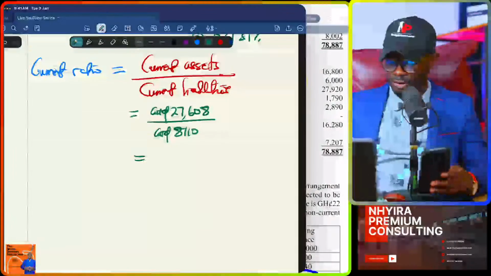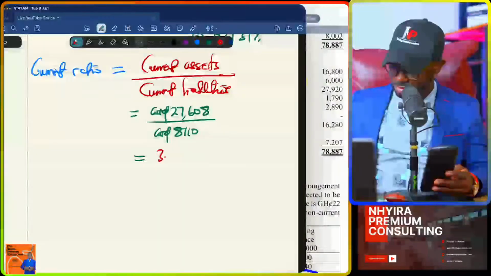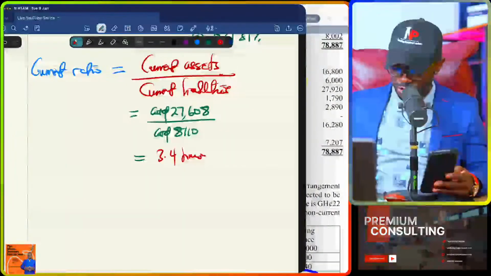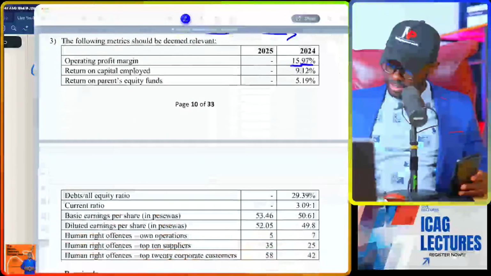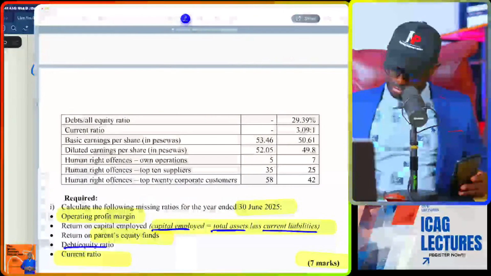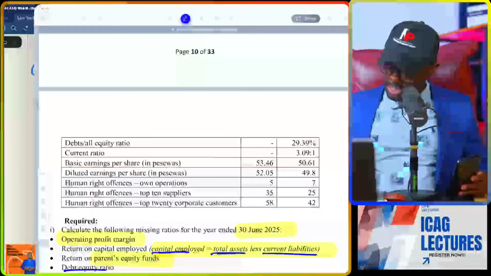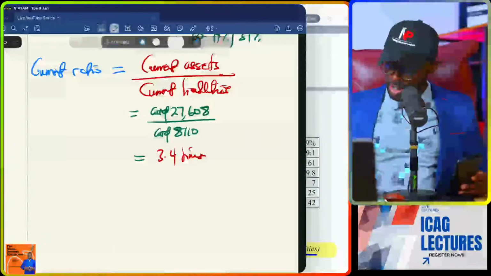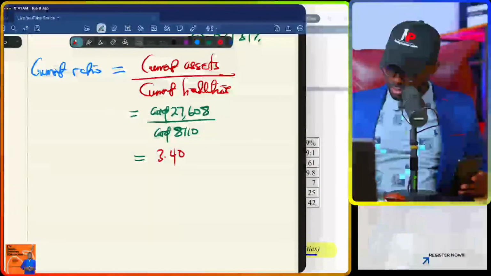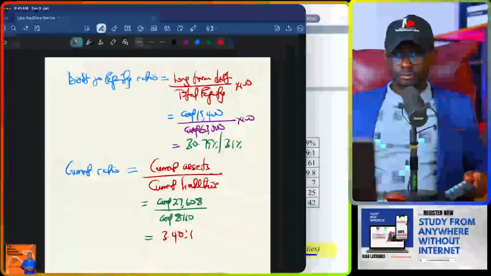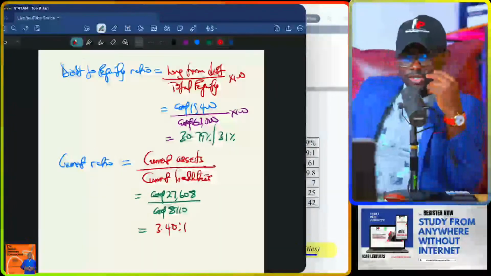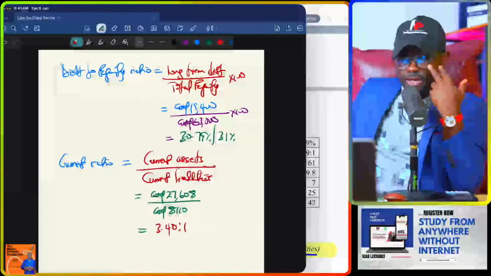That's 3.4 times, or 3.4 is to 1. How did they leave the answer? Okay, so they left the answer in is to. So 3.40 is to 1. So the entity can pay its short-term debt as they fall due generally.